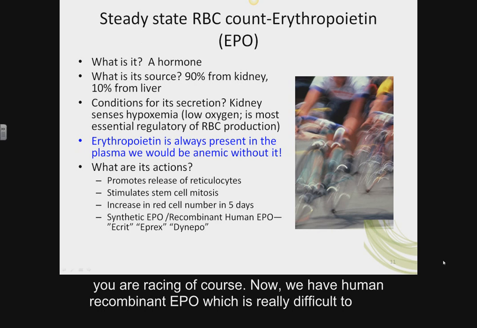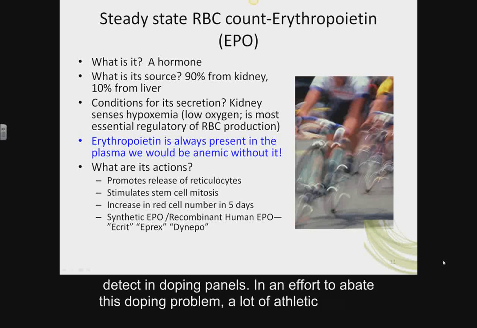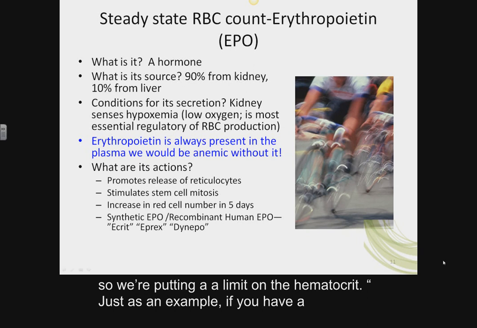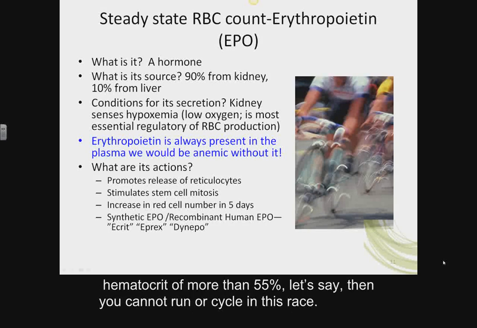So that might shave seconds or even milliseconds off their time, and that makes a difference when you are racing, of course. Now we have human recombinant EPO, which is really difficult to detect in doping panels. In an effort to abate this doping problem, a lot of athletic venues are saying, well, we recognize that you might be doping, and we can't detect it. So we're putting a limit on the hematocrit. Just as an example, if you have a hematocrit of more than 55%, let's say, then you cannot run or cycle in this race.